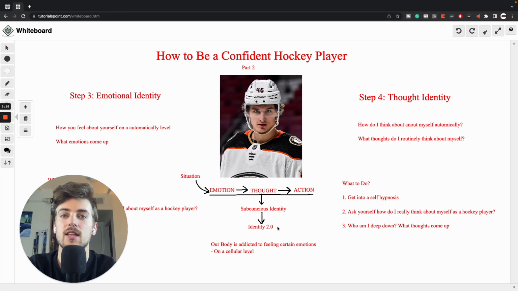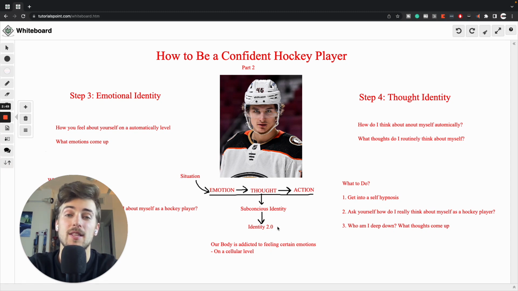And understand that what we're trying to do in Identity 2.0 is to get you free of all these things, because our body is addicted to feeling certain emotions on a cellular level. Whether it's sadness or depression or fear or anxiousness, our body gets used to those feelings. It gets comfortable with them, and the more comfortable we get, the more we stay that way, because our body wants more and more of it. It's just like when we eat sugary foods, our body wants more sugary foods.